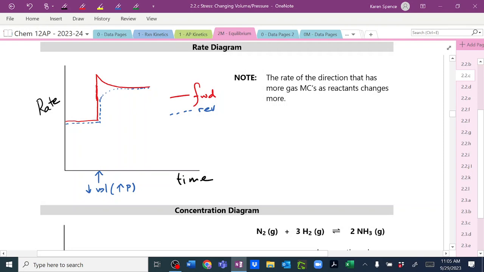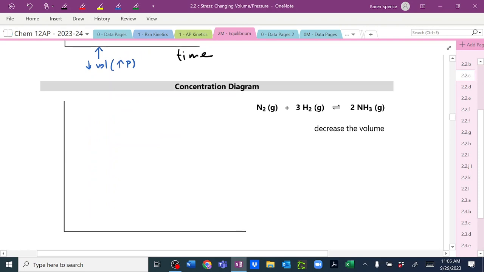Concentration diagram. Now, concentration diagrams for pressure changes are messy. I can almost 100% guarantee they're not going to show up on the AP exam because it's really hard to draw them, and we cannot draw them accurately without using a really big piece of paper. Okay? And we'll look at why that is in a moment.